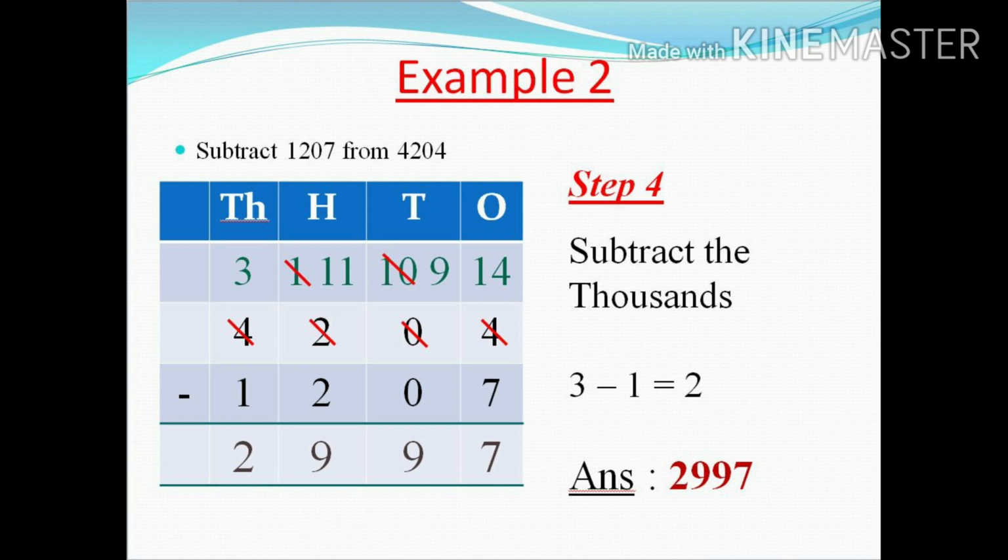Finally, we subtract the thousands place. From 3, we take away 1, we get 2. We write it below the thousands column. Hence, when 1207 is subtracted from 4204, we get the answer as 2997. Dear students, hope you all understood how to do subtraction with regrouping.